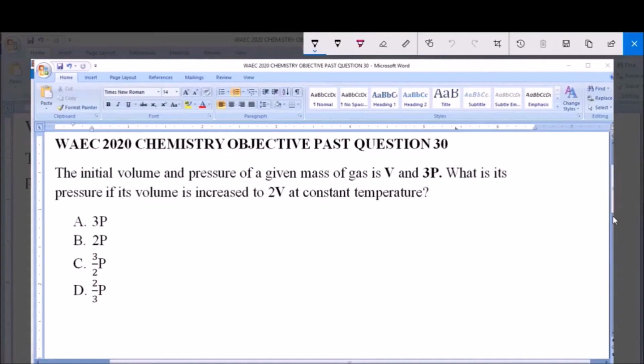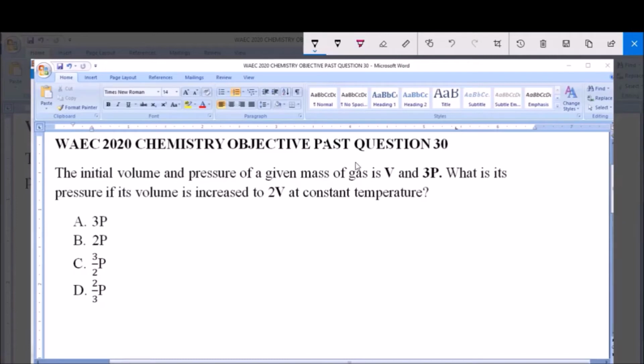Hello and welcome. I'm going to be answering WAEC 2020 Chemistry Objective Past Question 30. The initial volume and pressure of a given mass of gas is V and 3P. What is its pressure if its volume is increased to 2V at constant temperature? A. 3P, B. 2P, C. 3 over 2P, D. 2 over 3P.